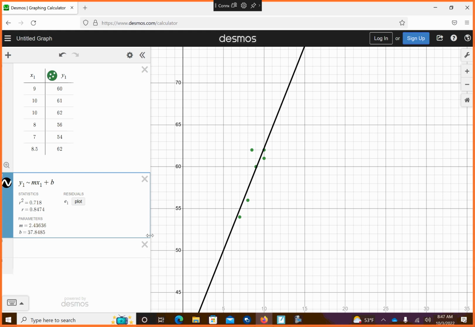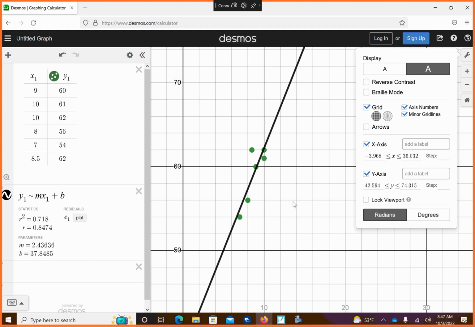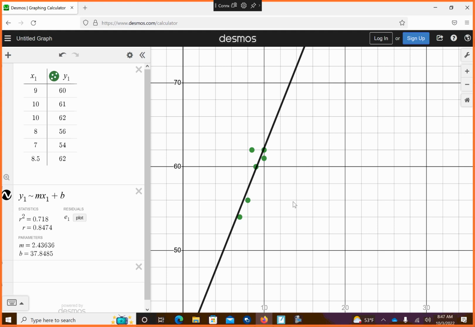Okay, so the y-intercept means if you have a size 0 foot, you would be 37.8 inches tall according to our information. We're not too worried about residual values. Residual values are just how far things are from our line of best fit. But the line of best fit is done very quickly. So if you wanted to make your equation, you would go y equals 2.4x plus 37.8.